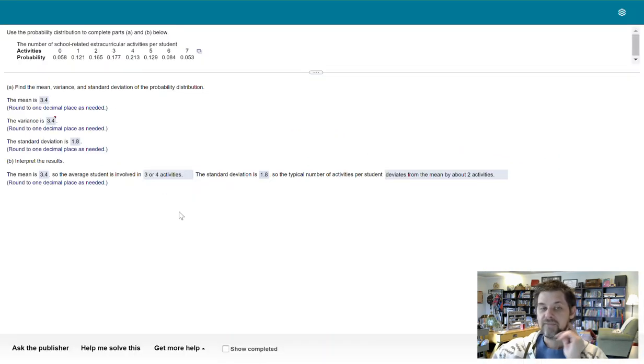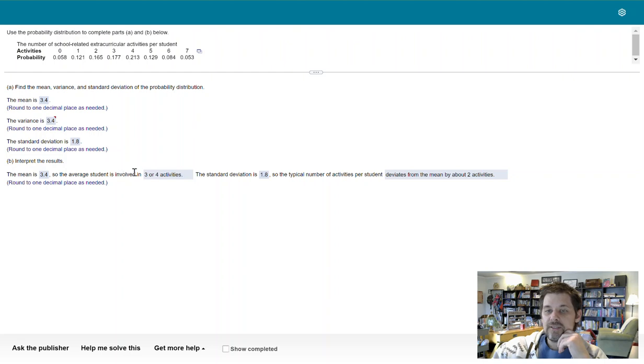Now time for a little bit of interpretation. So the mean is a measure of central tendency, right? Kind of tells me where the middle is. And so if the mean is 3.4, then I would say, well, the average student is involved in 3 or 4 activities, right? Because that's what this table represented: how many activities a random student is involved in, and the odds that that's the case.